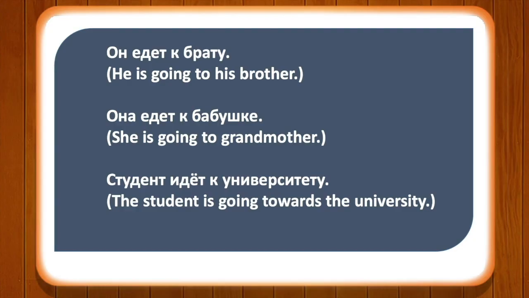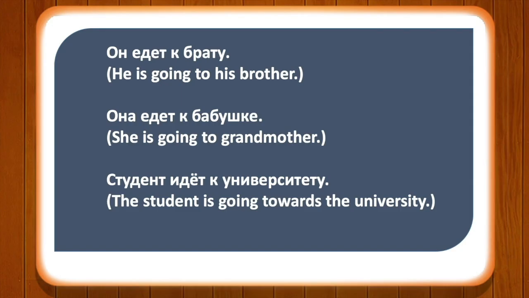Now let's pay attention to certain nouns with the preposition к. As in dative case we use the preposition к to indicate direction towards. Preposition к is followed by the question кому. Он ходил к, ушел к, подошел к, etc. Он едет к кому? Он едет к брату. He is going to his brother. Она едет к бабушке. К кому она едет? Она едет к бабушке. Студент идет к университету.